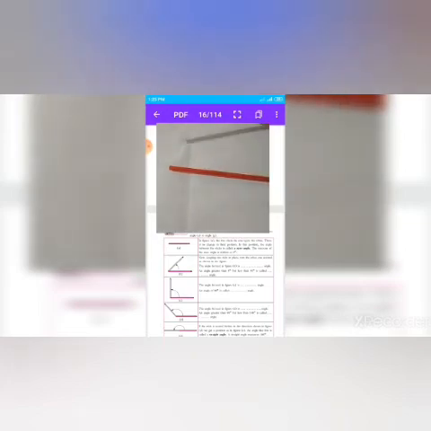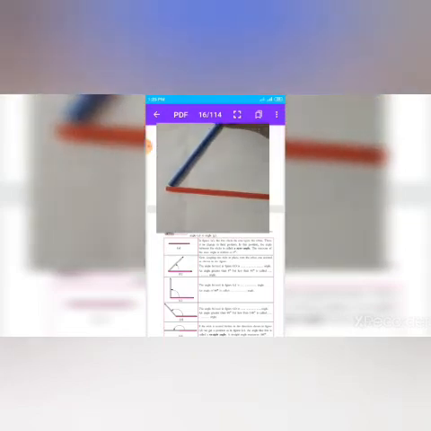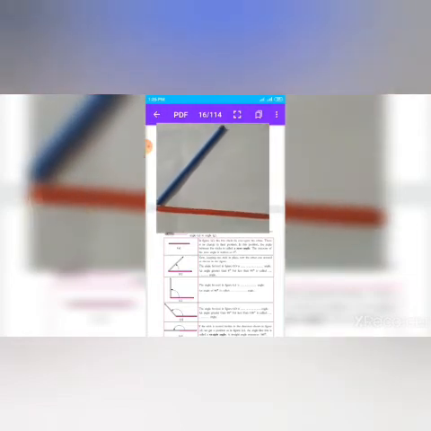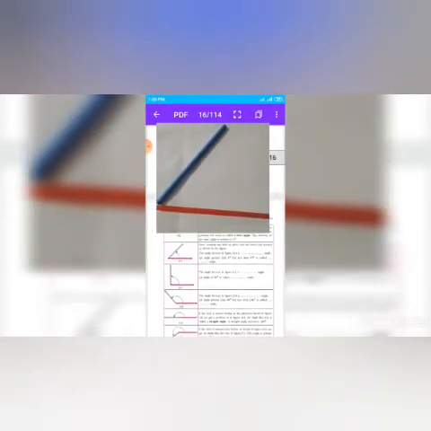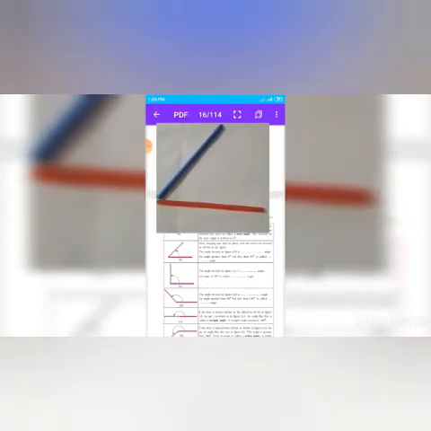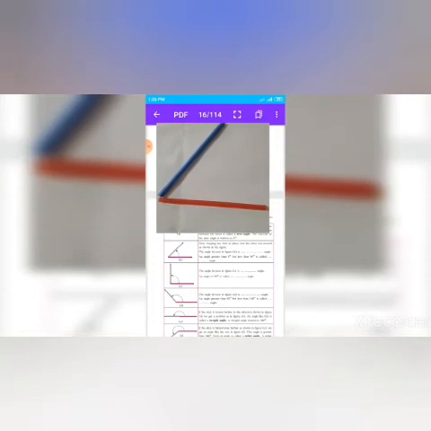Now, keeping one stick this way, turn the other one around as shown in the figure. The angle formed in figure B is called acute angle. An angle greater than 0 degree but less than 90 degree is called acute angle.